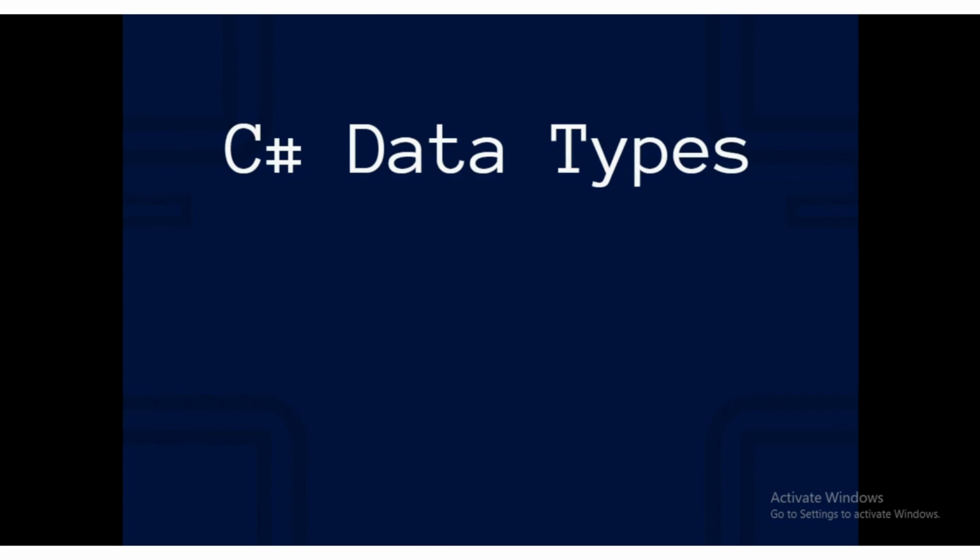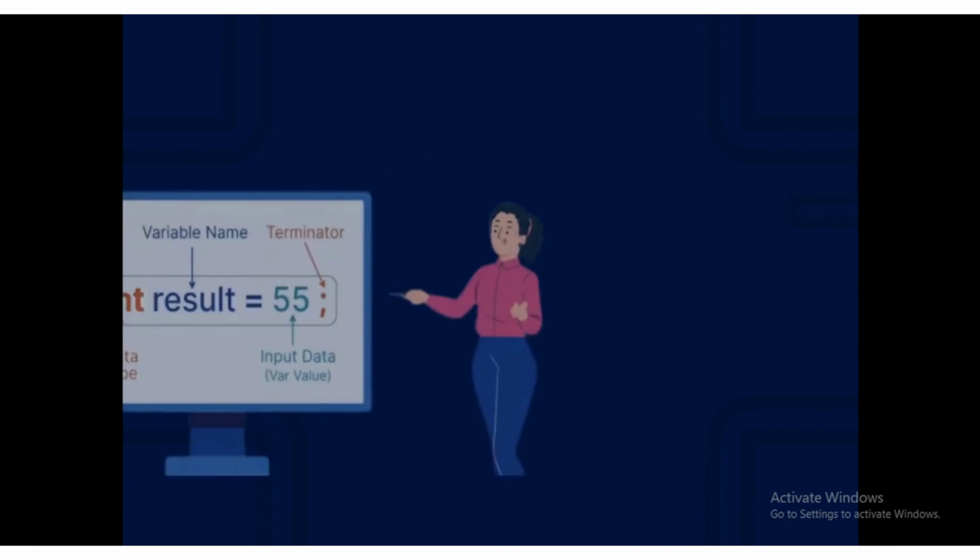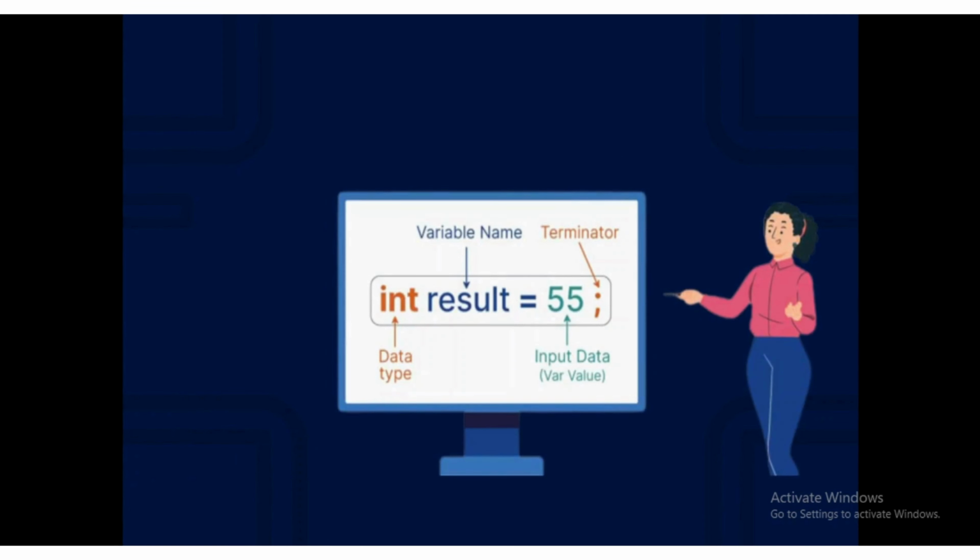We are diving into the fundamental building blocks of C# programming. Data types. What are data types? Data types specify the type of data that a valid variable can hold.